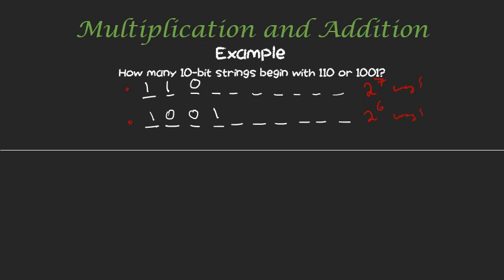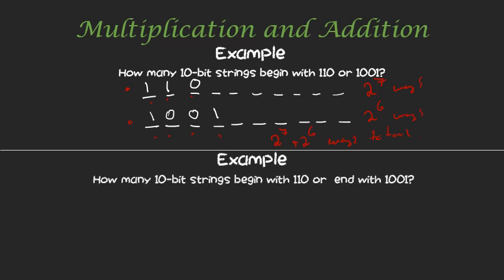So if I do something like this, is there any way I can end up looking exactly the same as doing this first procedure? And so what we really have to ask ourselves here is, is there any way for a 10-bit string to begin with 110 and end in 1001? Answer should be no. And so in this case, there's no overlap. 2 to the 7th plus 2 to the 6th ways total.